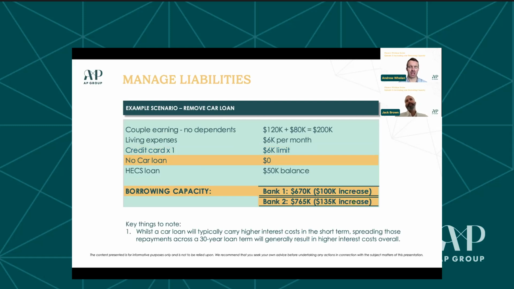Critical piece of information here is that whilst car loans will typically have higher interest rate costs in the short term, if you are going to spread those repayments over 30 years, then you're likely to incur higher interest costs overall. So if that car loan can be paid out with savings, then brilliant. But if you are substituting the car loan for putting that on top of your home loan, it is just worth being aware that that's likely going to come at a higher interest cost overall, unless you do pay it down faster than the 30-year loan term.